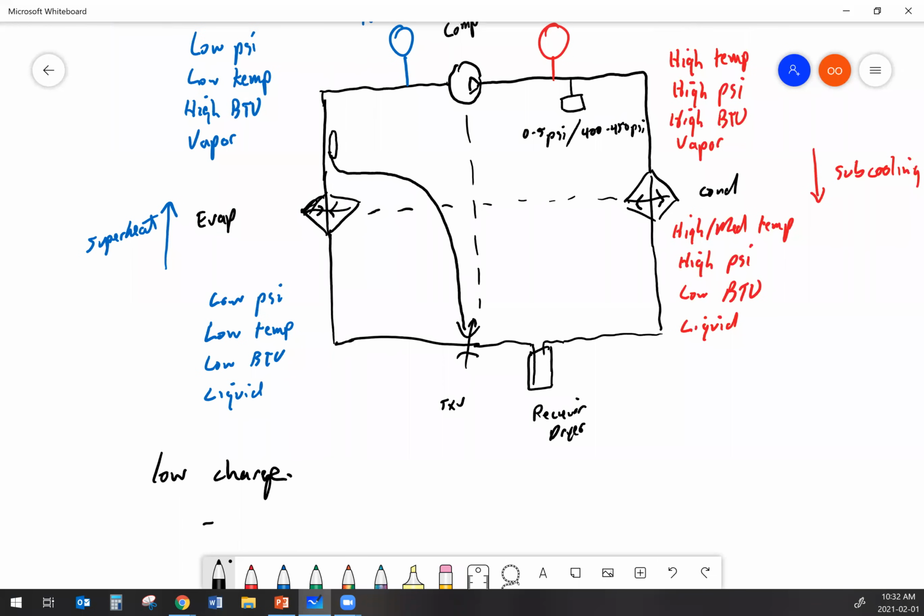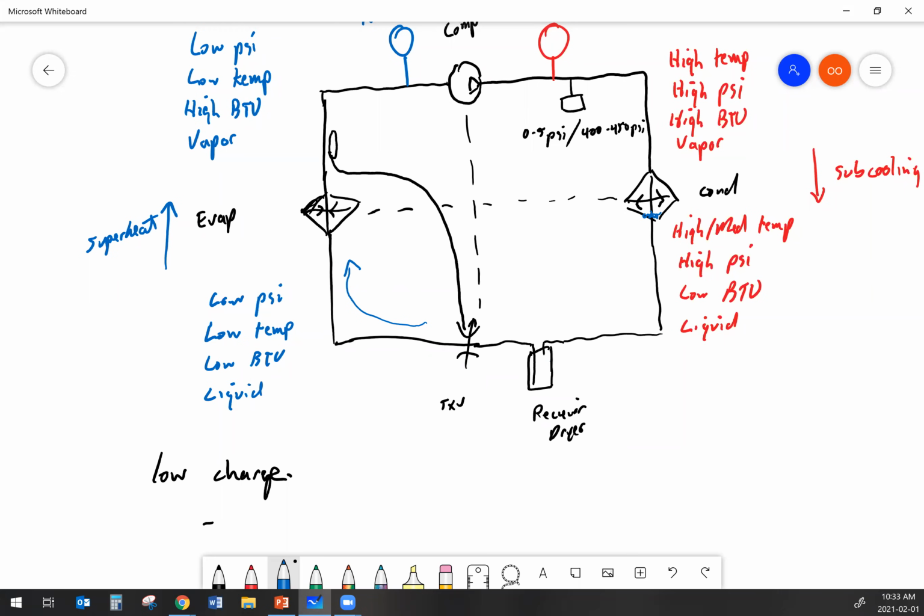If I got a low charge, then what will happen is the thermal expansion valve is probably going to be wide open. And because we don't have enough liquid, and the receiver dryer should be full of liquid. In fact, we should be full of liquid all the way to, say, roughly the bottom of the condenser, so that we can have the correct amount of liquid flow going through the system to keep the evaporator as full as it needs to be.